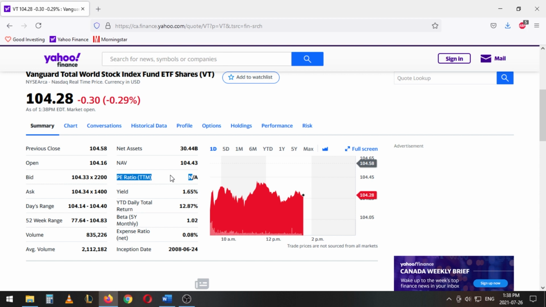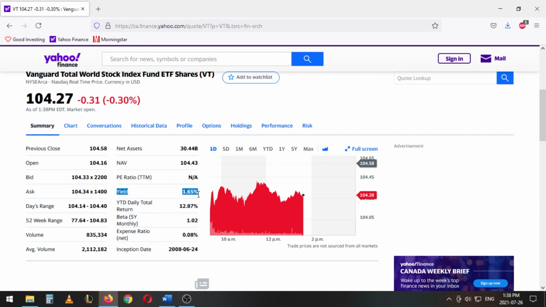PE ratio, this is a valuation metric. So this is price to earnings ratio. You can see it's not available here, not a big deal. I wouldn't worry too much about this for these broad-based ETFs. This is more when we're investing in individual companies. It's a measure for whether something is cheap or expensive, how the market is valuing the price versus the earnings or the profitability. When it comes to ETFs, I just really wouldn't worry about this too much.